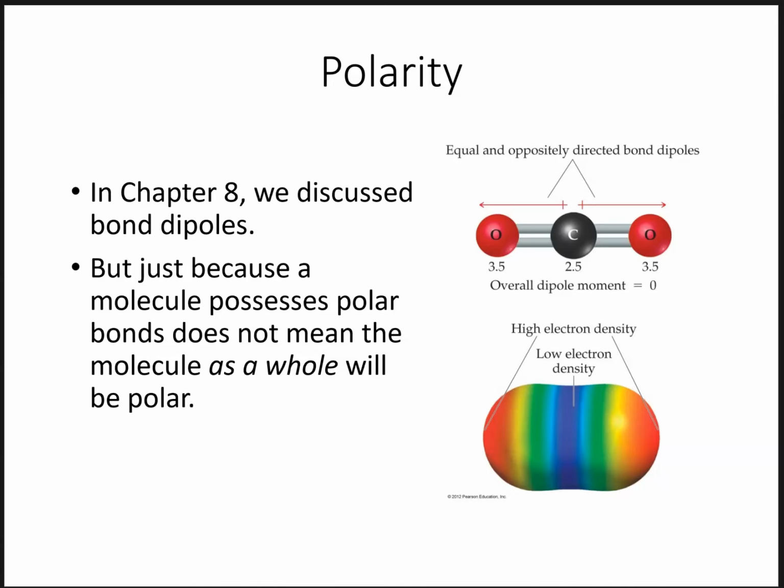In carbon dioxide's case here, we can see we have a carbon-oxygen bond, and those two bonds create a dipole moment. However, because they are oriented 180 degrees from each other, they're both pulling equally on that carbon, effectively canceling each other out. So while carbon-oxygen has a polar bond, carbon dioxide is a nonpolar molecule because the net pull on that central atom is zero.